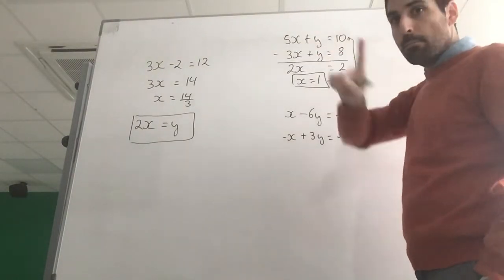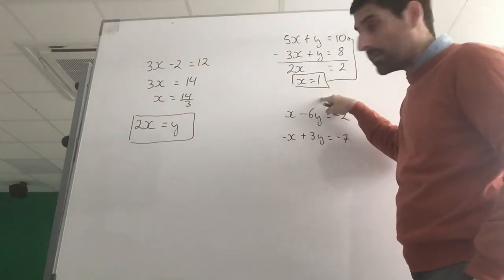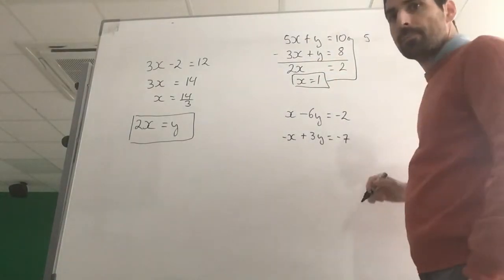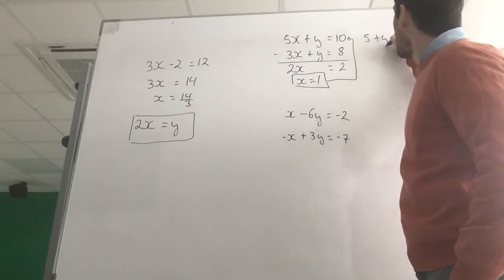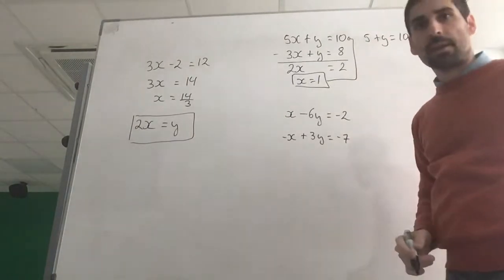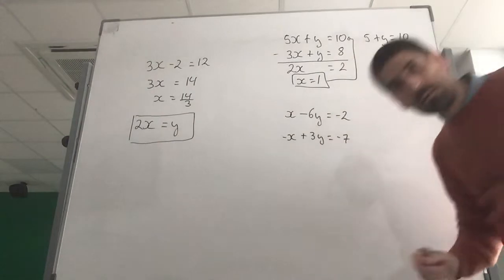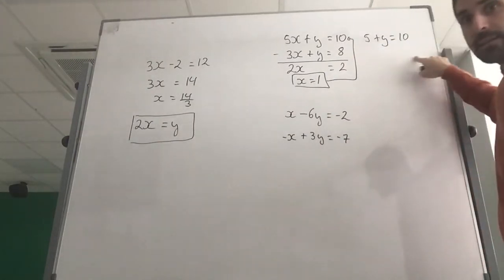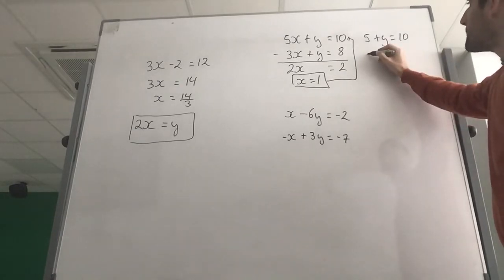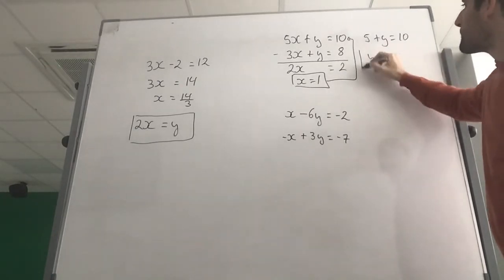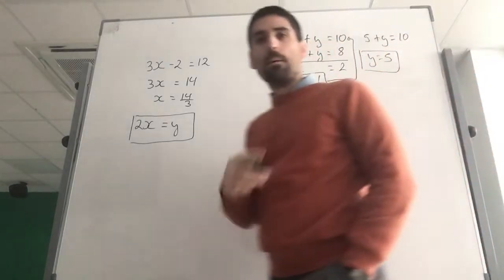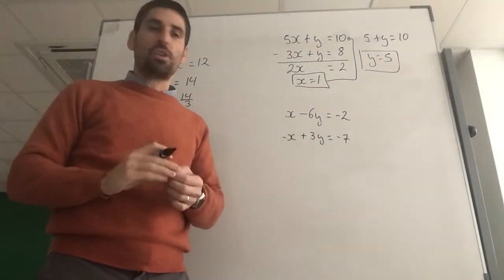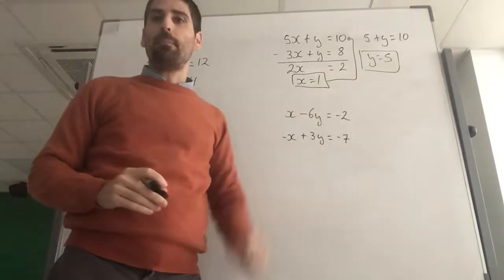5x, but we know that x equals 1. So instead of 5x, I'm going to write 5. Plus y equals 10. If 5 plus y equals 10, y must be 5. It's got to be. And now I have finished. Now I found my x, I found my y.